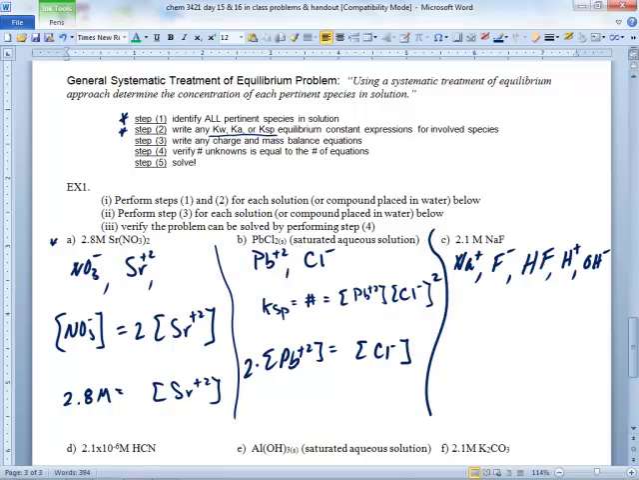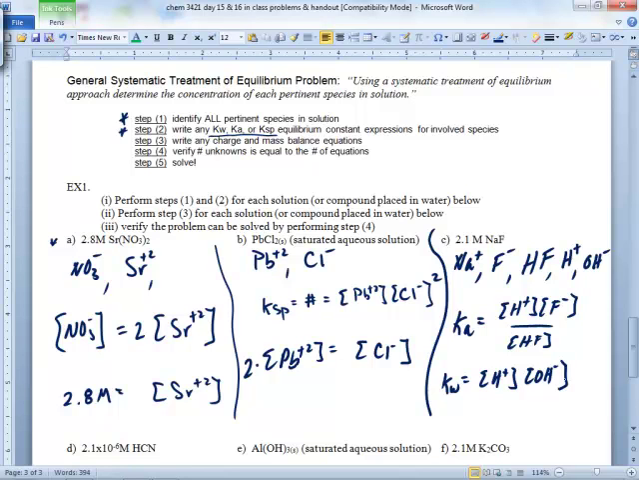Okay. We're supposed to write any Kw, Ka, or Ksp. So we're going to write a Ka. Ka equals products over reactants. H plus, F minus, all over HF. Do we write a Kw? Yes, because see, we have our H plus and OH minus. Kw equals H plus times OH minus. Right?